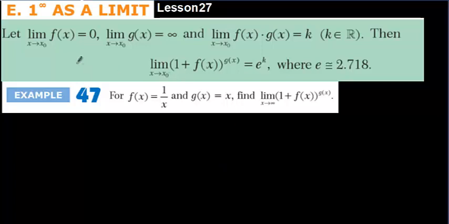In this video, I'm planning to explain 1 to the power of infinity as a limit. Here we have 3 conditions for this case. These 3 conditions must be satisfied, then we can apply the 1 to the power of infinity rule.